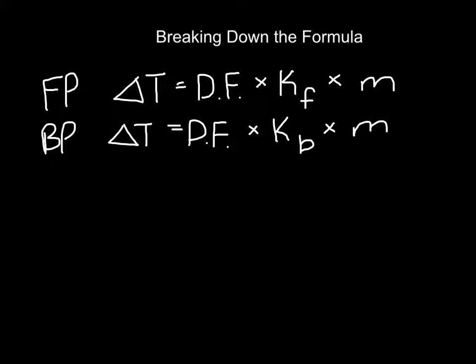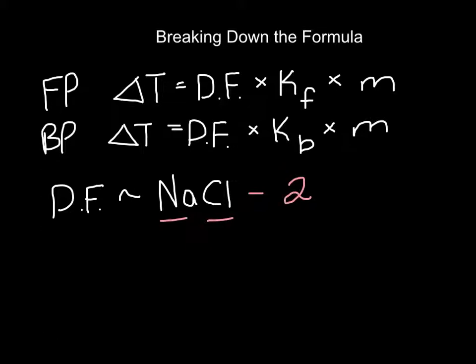Now, what are each of these numbers? The dispersion factor refers to how many pieces your substance will break up into. For example, salt, NaCl, is made up of Na and Cl. So it will break up into 2 pieces, so it has a dispersion factor of 2. MgCl3 is made up of 1, 2, 3, 4 pieces, so it would have a dispersion factor of 4.